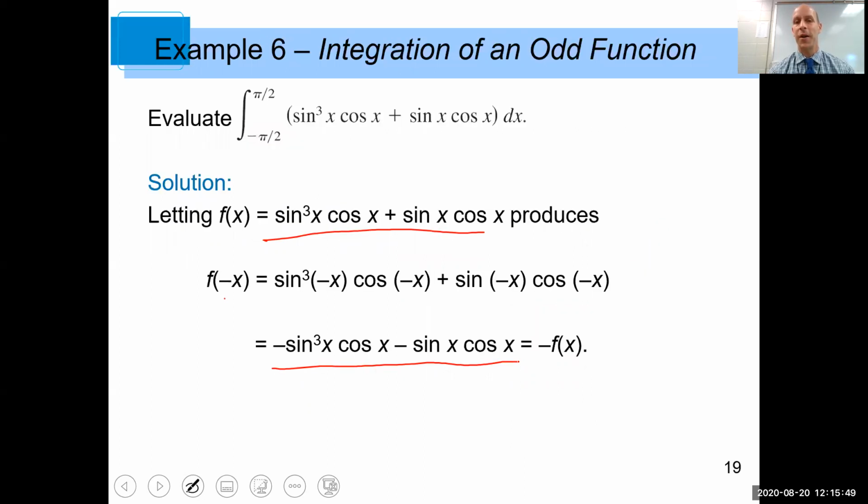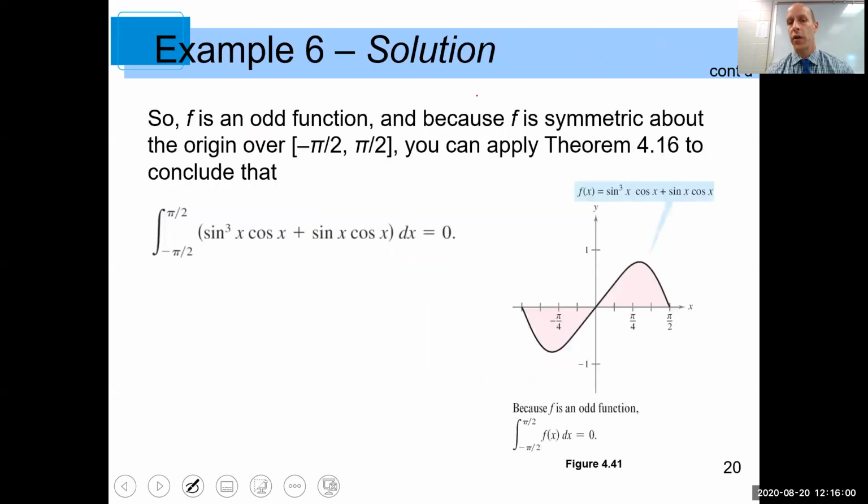Sorry, this is going to be an odd function because this is an odd power, this is an odd power, this is an odd power, and this is an odd power. So this integral is going to be 0. In other words, you don't even have to do the integral. It's just 0. If you want to work it out, you can, but you don't need to. It's going to be done.